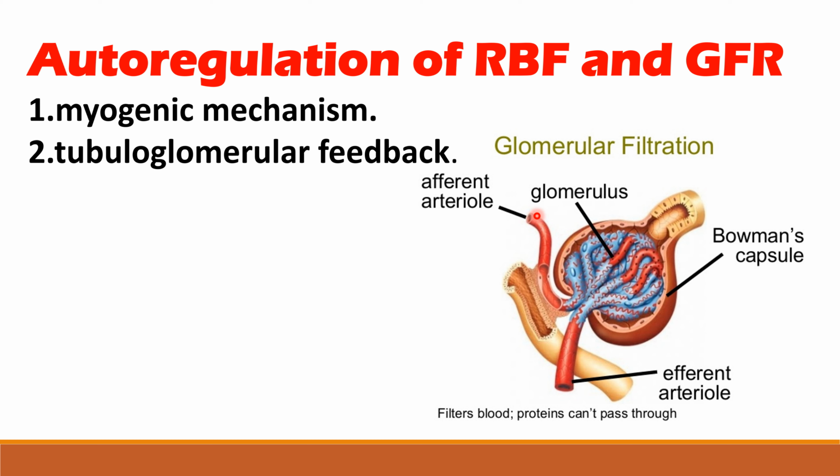The second one is the tubulo-glomerular feedback, and this depends again on the juxtaglomerular apparatus. As I mentioned, the epithelial cells lining the initial segment of the distal convoluted tubules are known as macula densa. Macula densa are sensitive to the filtrate flow, and to the sodium and chloride load.